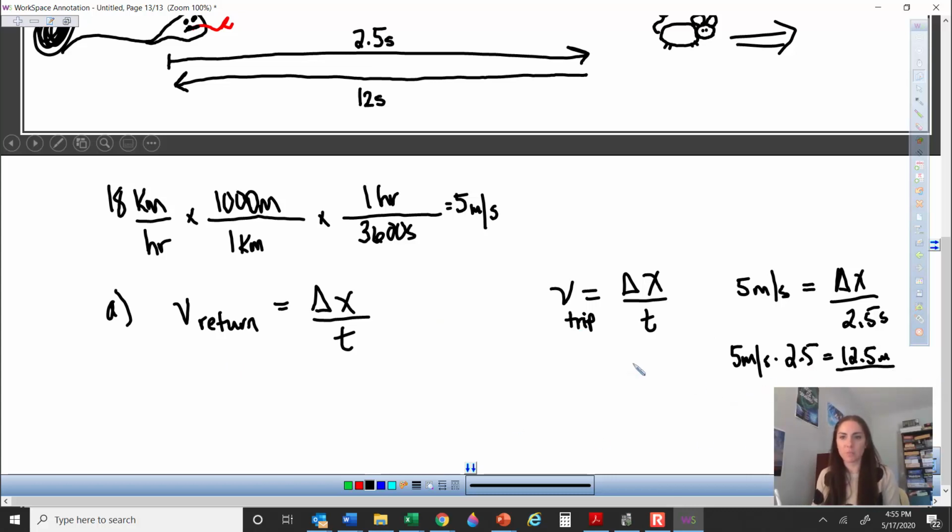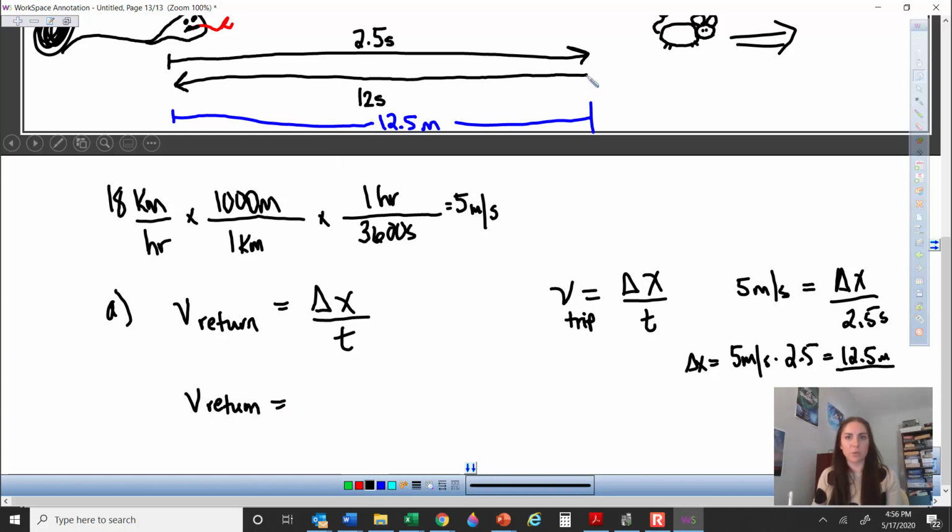Okay, so the displacement, or in other words, the distance the snake has traveled during that time, is going to be a total of 12.5 meters. And there you go. So now I can solve for the velocity. So the velocity of the return is the following.